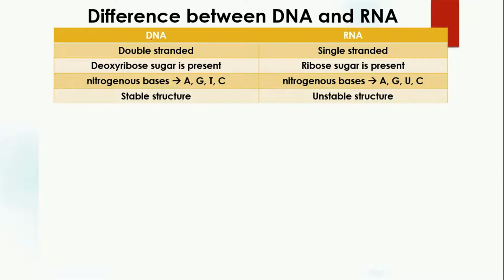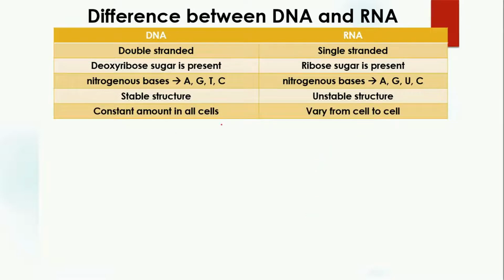The DNA is a stable structure. Why is it stable? Because it is a double-stranded structure, so the breakdown of this double-stranded structure is a bit difficult. However, RNA is an unstable structure because it is single-stranded, so it can easily be broken down.